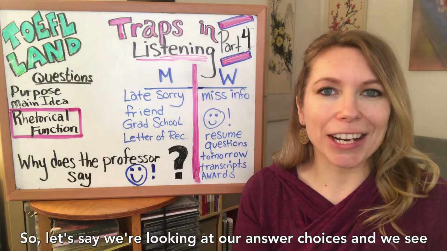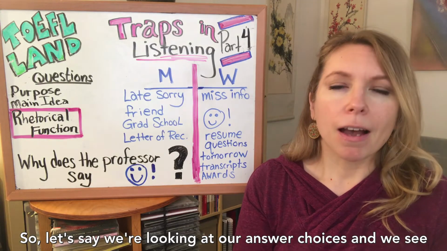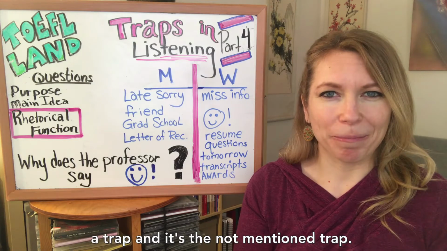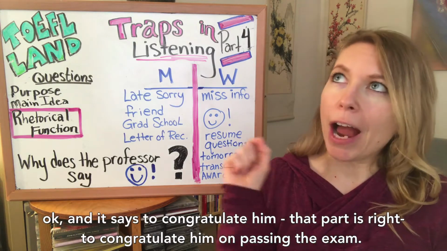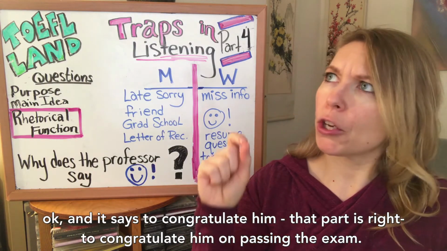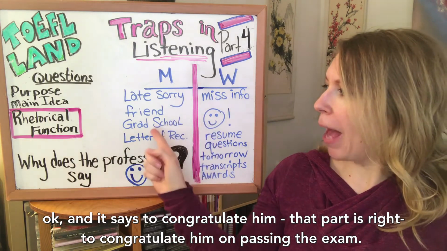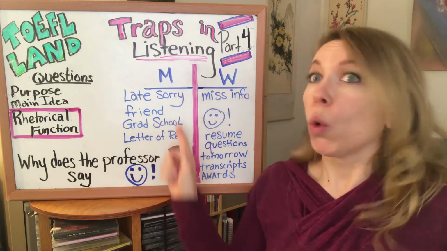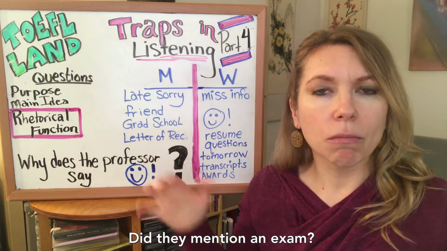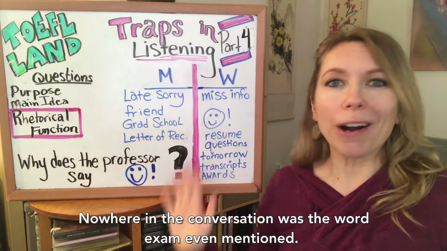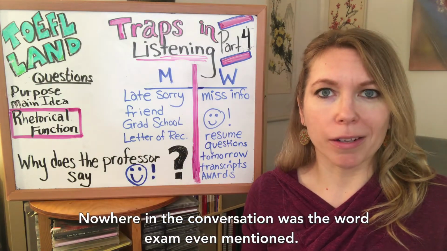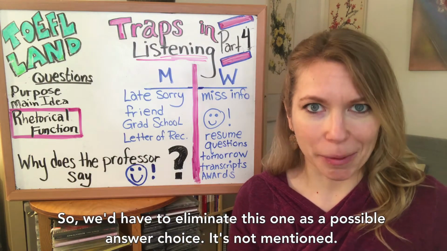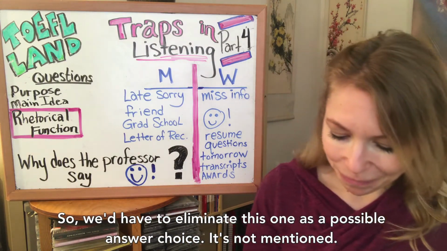So let's say we're looking at our answer choices and we see a trap, and it's the not mentioned trap, okay? And it says, to congratulate him, ooh, that part is right, to congratulate him on passing the exam. Did they mention an exam? No, nowhere in the conversation was the word exam even mentioned, so we'd have to eliminate this one as a possible answer choice. It's not mentioned.